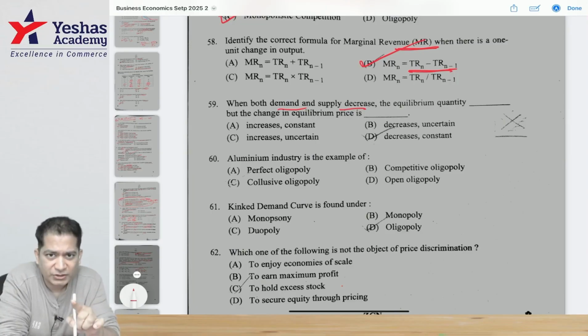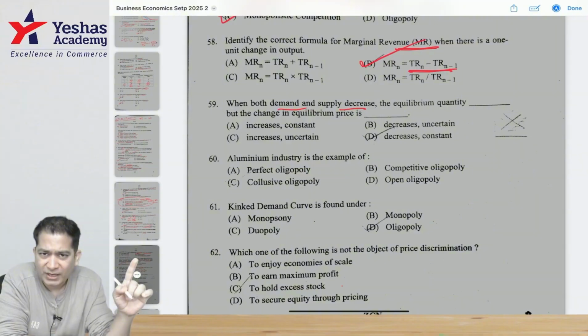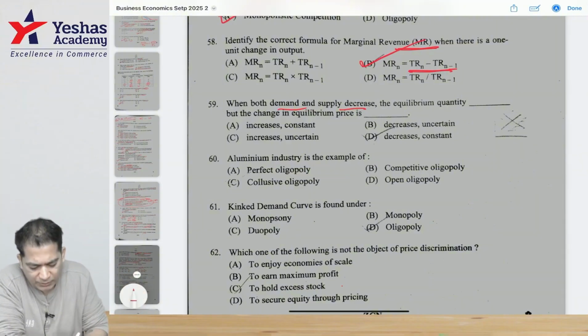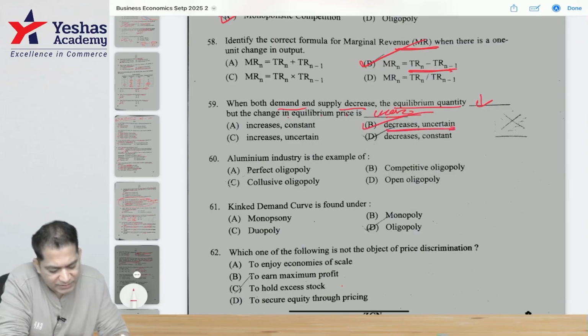In this question, they have not mentioned this, so I cannot assume anything with regard to price. But I know for certainty that the quantity will fall. The equilibrium quantity decreases, but the change in equilibrium price is uncertain. Decreased and uncertain. B is the answer, not D.